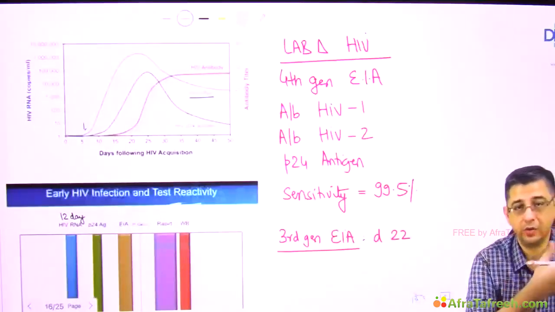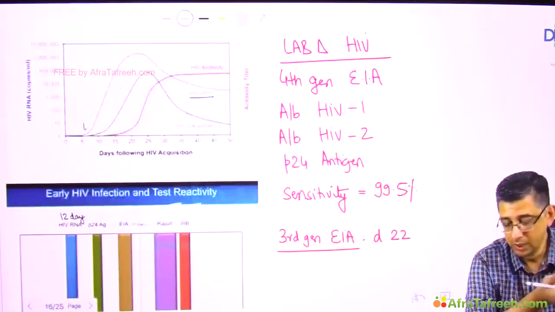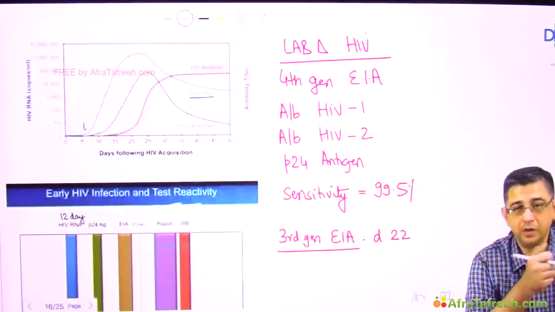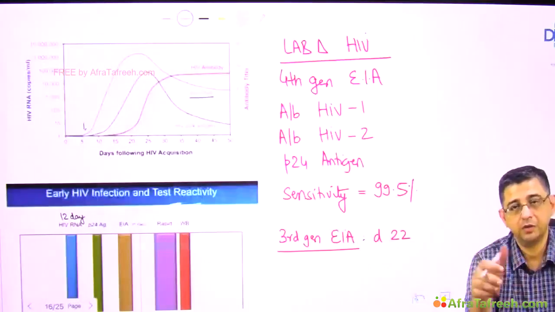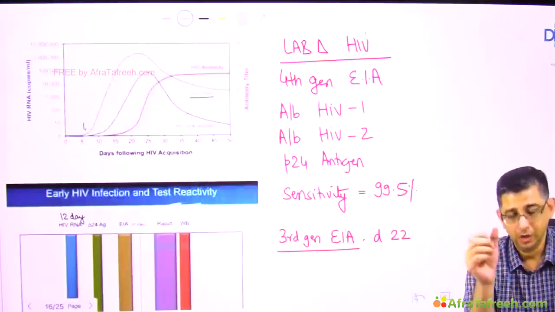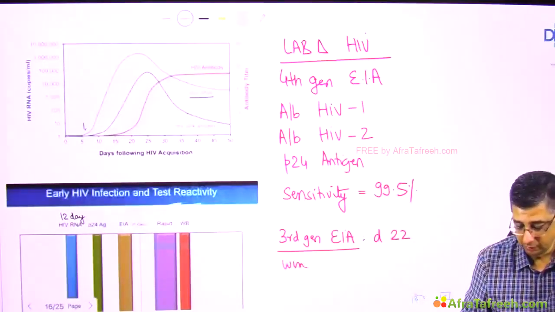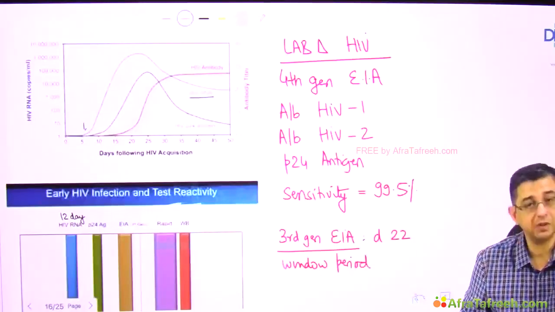He comes to you and says, doctor, I made this mistake and I want to know whether I have this infection. So we used to do a third generation EIA, and this used to be positive in 50% of cases by day 22, and the accuracy used to go up to 80% by about day 42. For the older MCQs, remember that the window period for HIV infection ranged from 3 to 6 weeks.